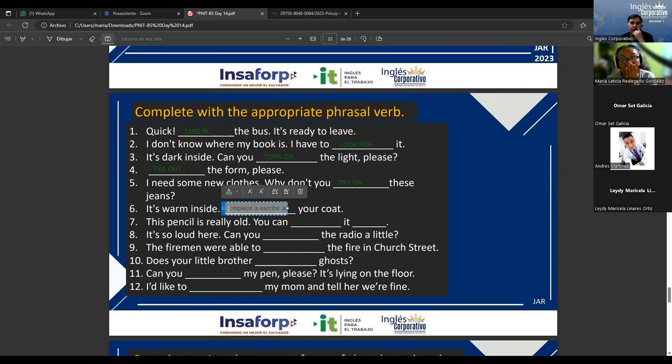Number six, it's warm inside. Take off your coat. Take off. It's warm inside. Take off your coat.